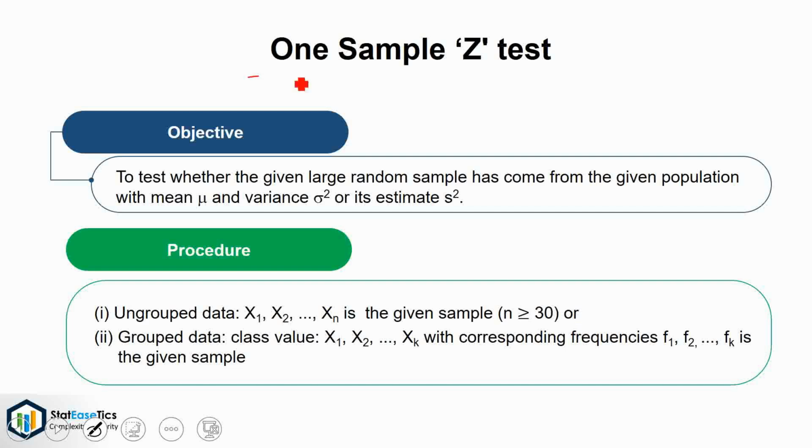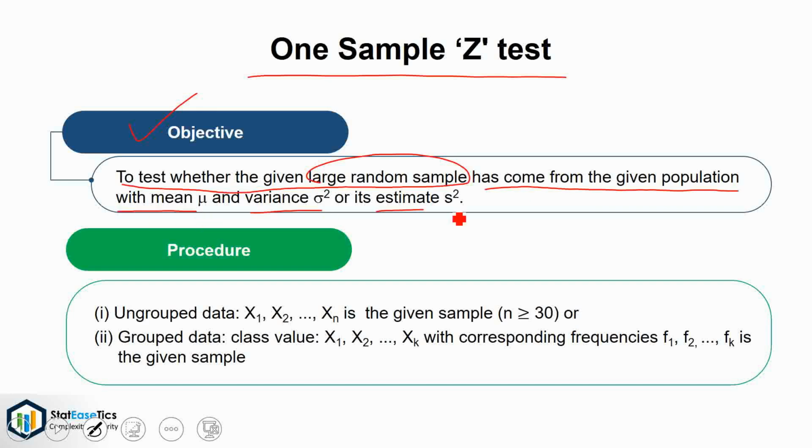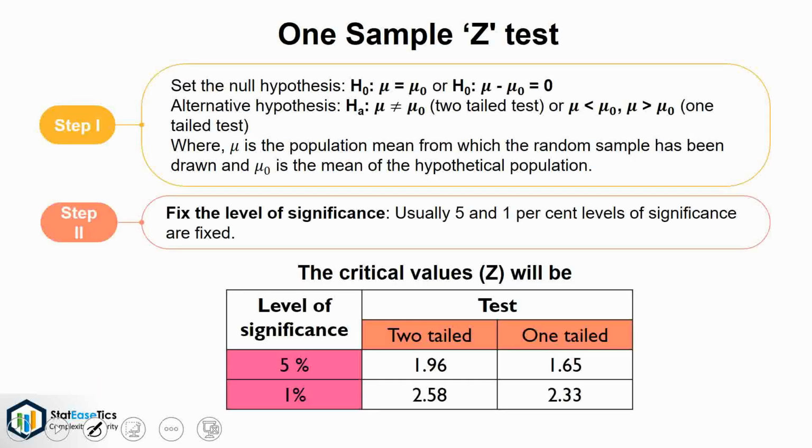Now let's discuss one sample Z test. Here the objective is to test whether the given large random sample has come from the given population with mean mu and variance sigma square or its estimate S square. Let's see the procedure. If ungrouped data has x1, x2, xn as the given sample and n greater than or equal to 30, or in grouped data class values x1, x2 up till xk with corresponding frequencies f1, f2, fk is the given sample, then we have to follow the given procedure.